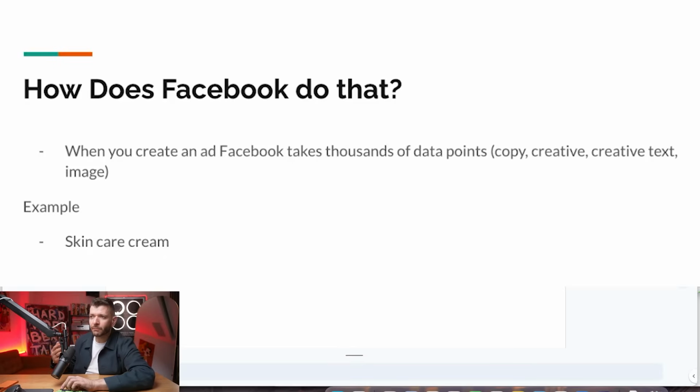So how does Facebook do that? How does Facebook personalize all of your ads for a specific type of buyer, specific type of person? So when you create a Facebook ad, then Facebook takes thousands of data points, like your copy, your creative text, your image.